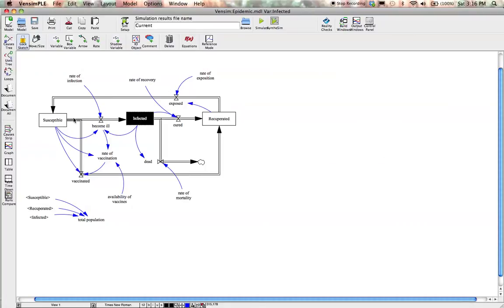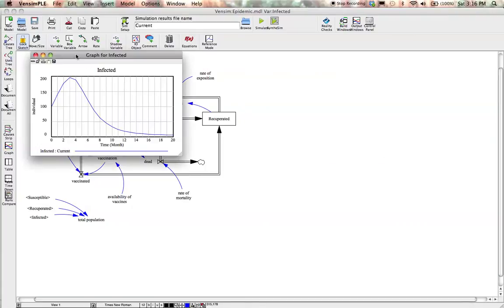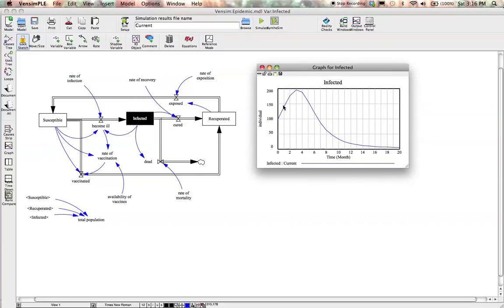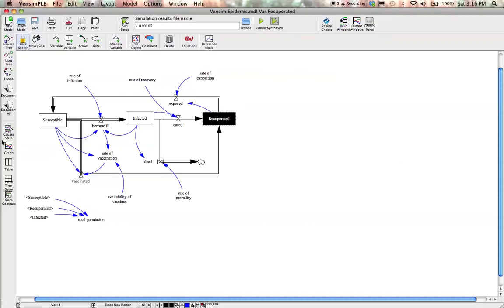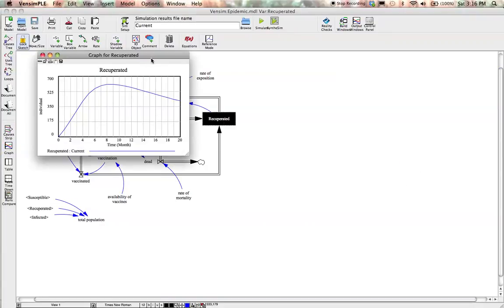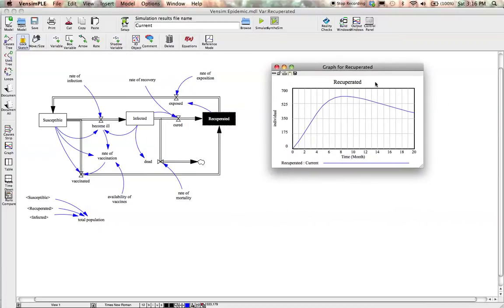Let's look at the infected. What happens to the infected? As we saw, there was a peak in the infection. It starts at 100 and then goes up to nearly 200, and then it starts dropping as people get recovered over the 20-month period. And if you look at the recovered, same story. It starts at 0, but as people start getting recovered, it grows and then tapers off as the system stabilizes.